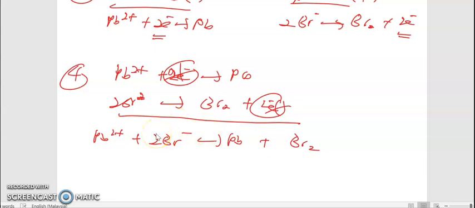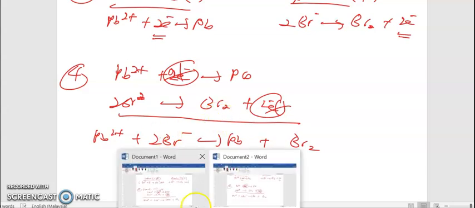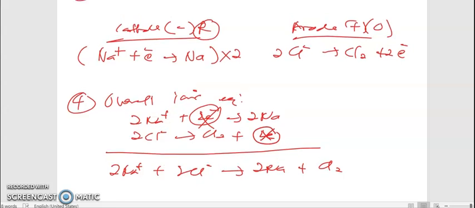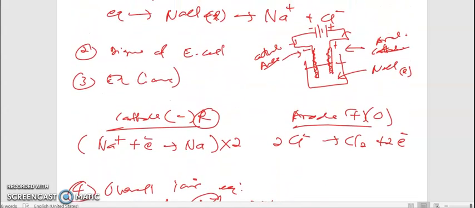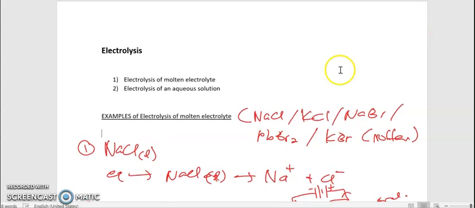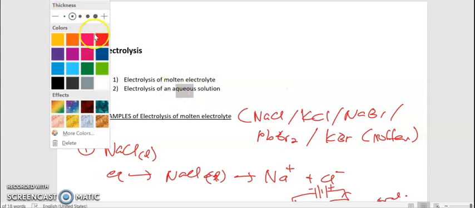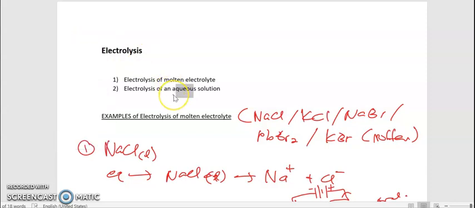So what if you have aqueous solutions? The second type of the electrolysis. Okay, aqueous solutions. So we have to follow a certain rule in order to determine which ion will be discharged at cathode and at anode. So for the electrolysis of aqueous solutions, we continue in the next video.